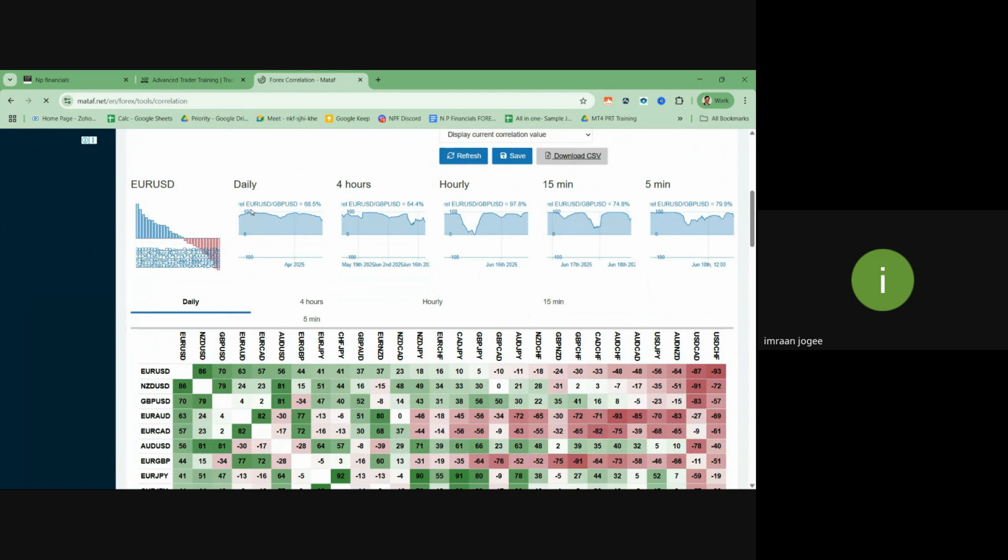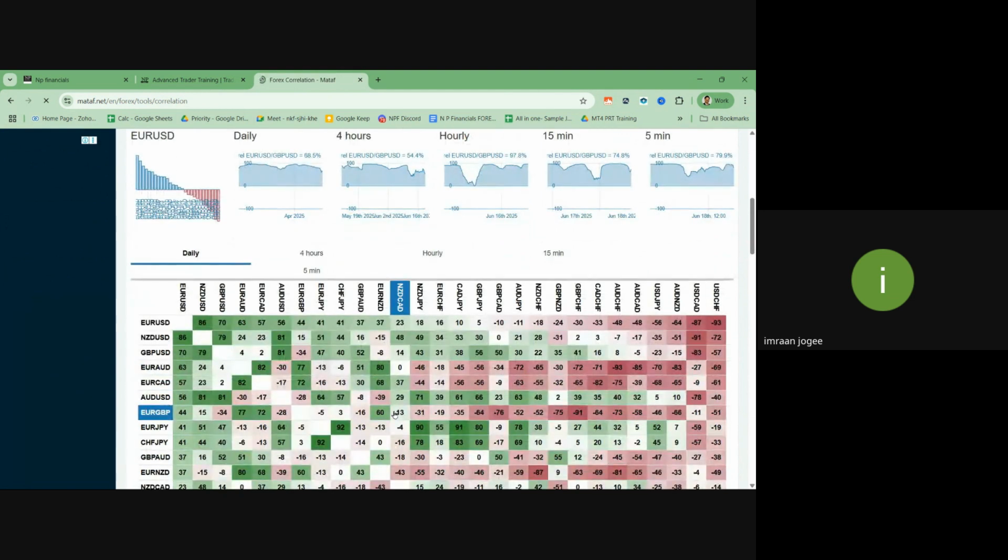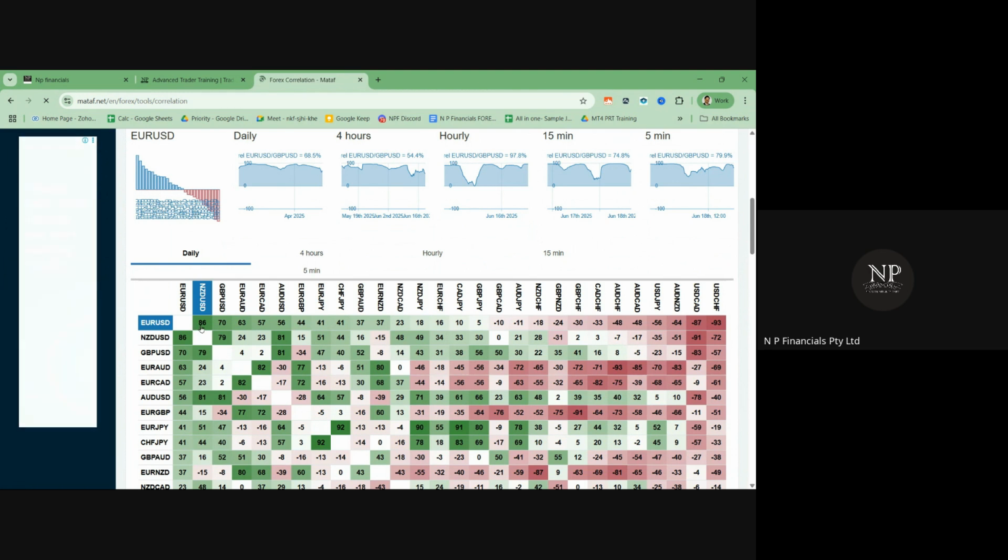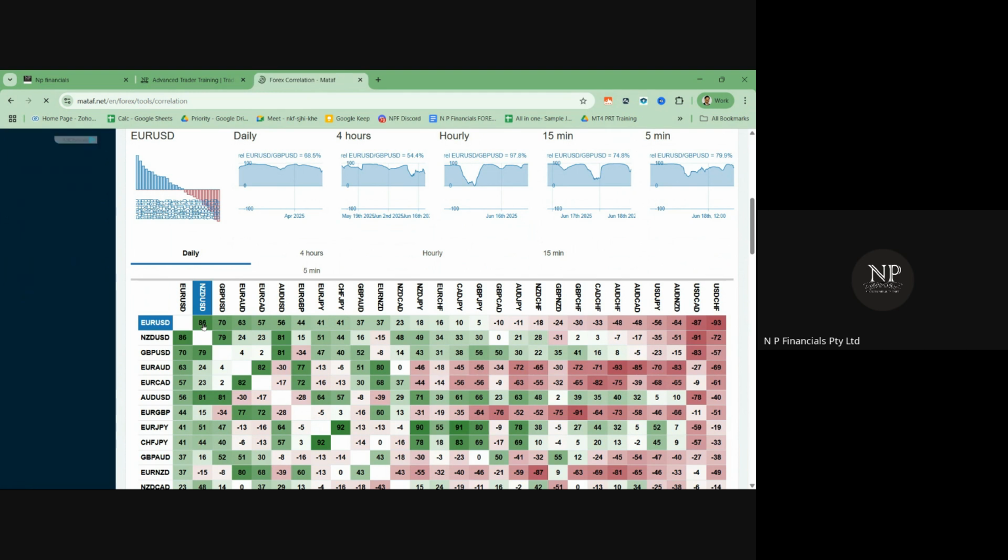So in a table. Yes. Okay. So if you see Australia euro is related to New Zealand 86%. That means if euro goes up, New Zealand will also go up 80% of the time.